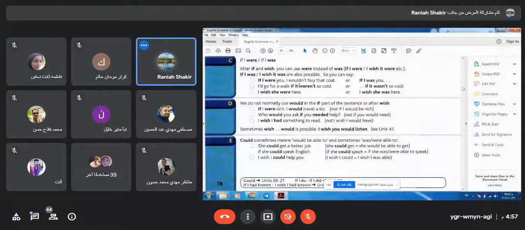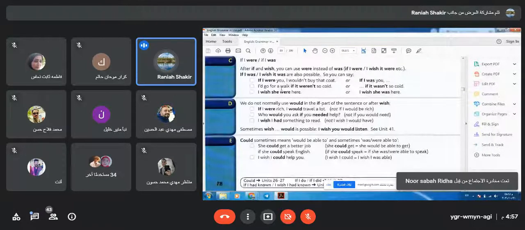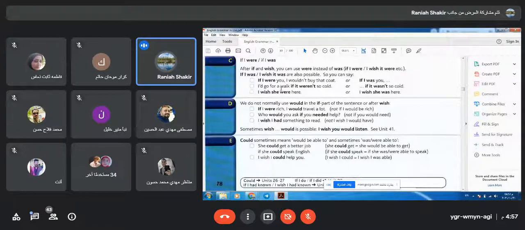Number C, it's the same note. It's the was and were note. We could use was or were after an if sentence. I've told you about this. If I were you, I wouldn't buy that coat. If I was you, I wouldn't buy that coat. They're the same meaning. Both are grammatical.